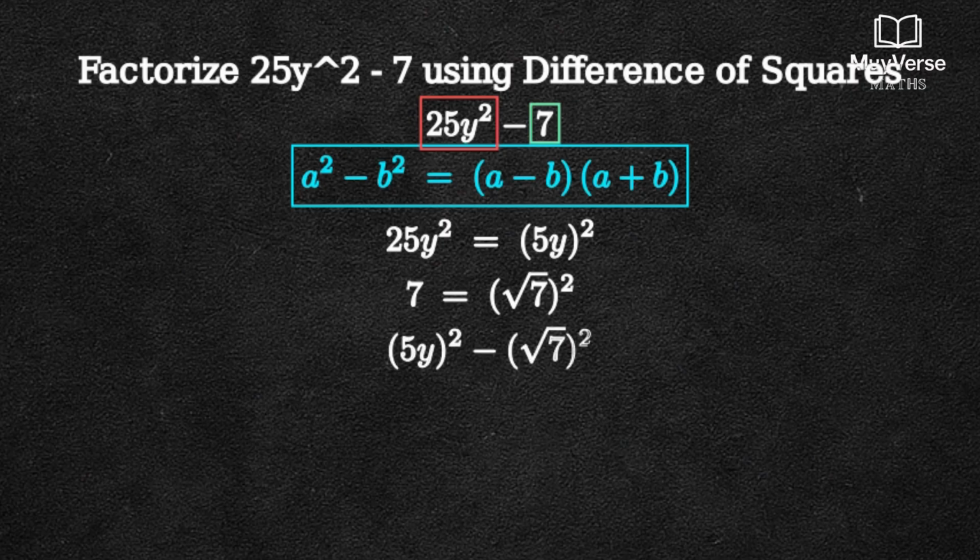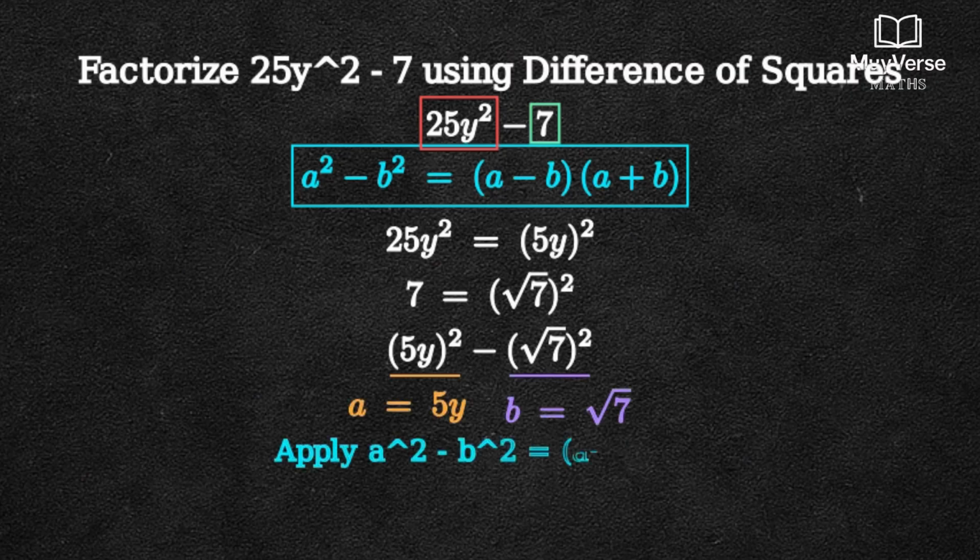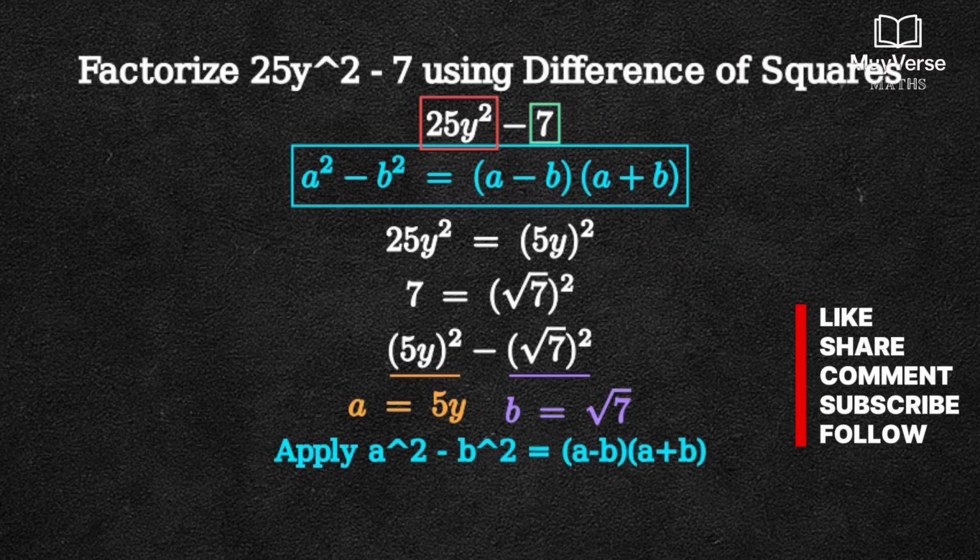Step 3. Identify a and b. Compare with a squared minus b squared. Here a equals 5y, and b equals square root of 7. Step 4. Apply the identity. Replace a squared minus b squared with (a minus b) times (a plus b).